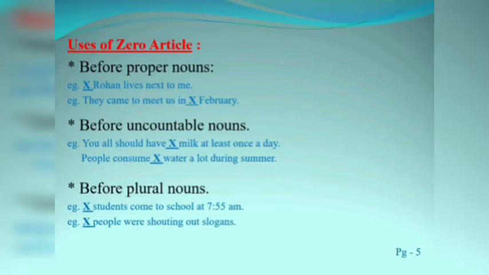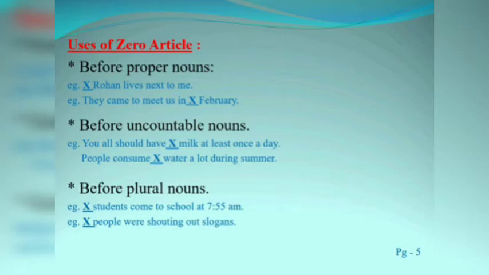And here the sentence says, dash Rohan lives next door to me. Here the word Rohan is a proper noun, therefore we have not used here any of these three articles, a, an or the. So zero article, only Rohan lives next door to me. Next sentence, they came to meet us in dash February. Here the word February is a proper noun, therefore we have not used here a, an or the.